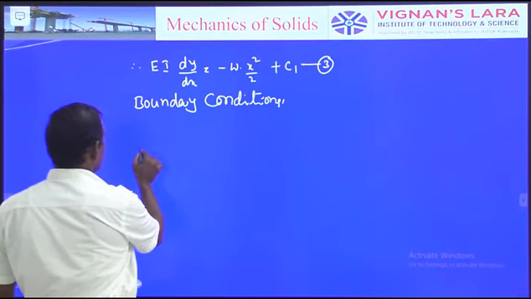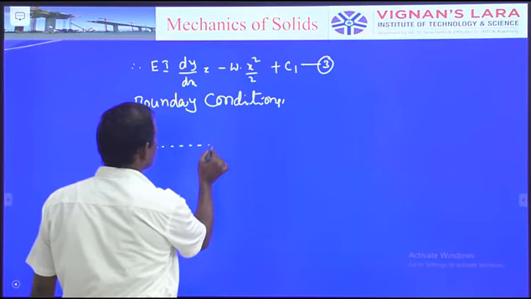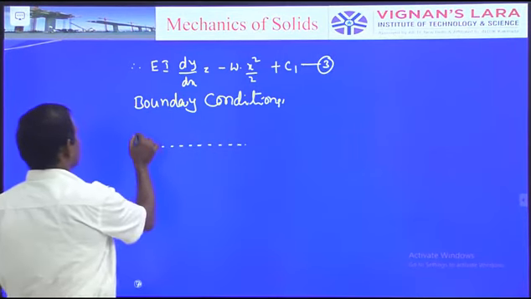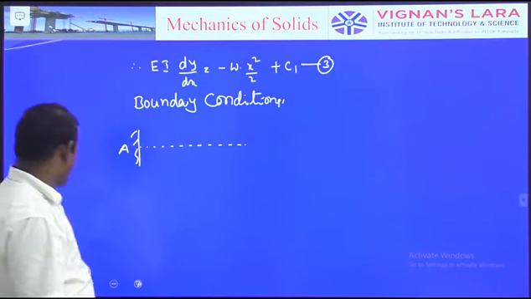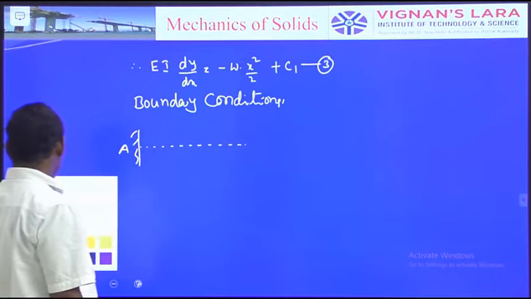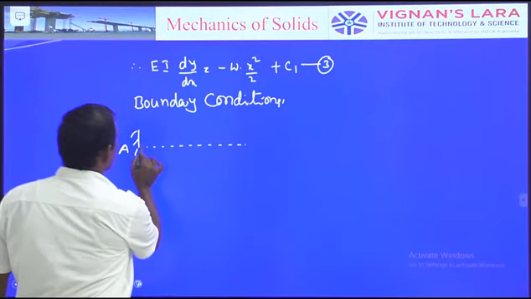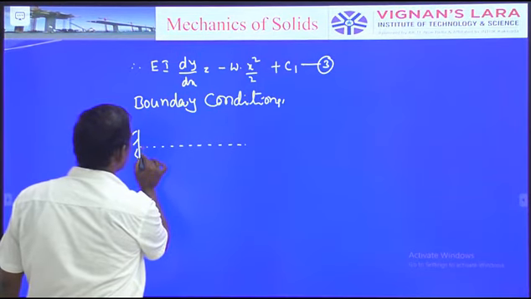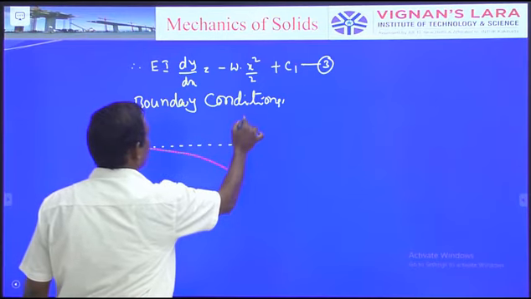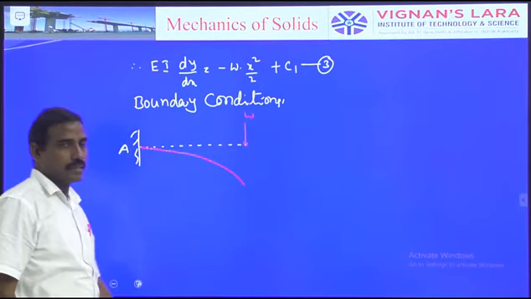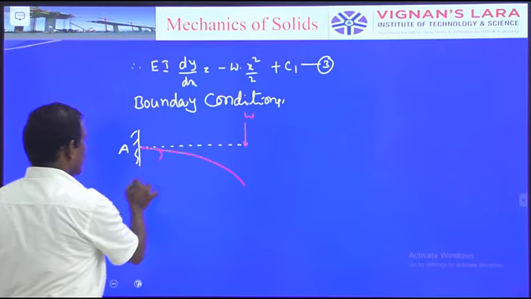Let us see the geometry of the deflected curve. This is the initial position of the beam, and this is the fixed end at A. Whenever the beam is subjected to a load W, it is deflected. So this is the deflected curve.